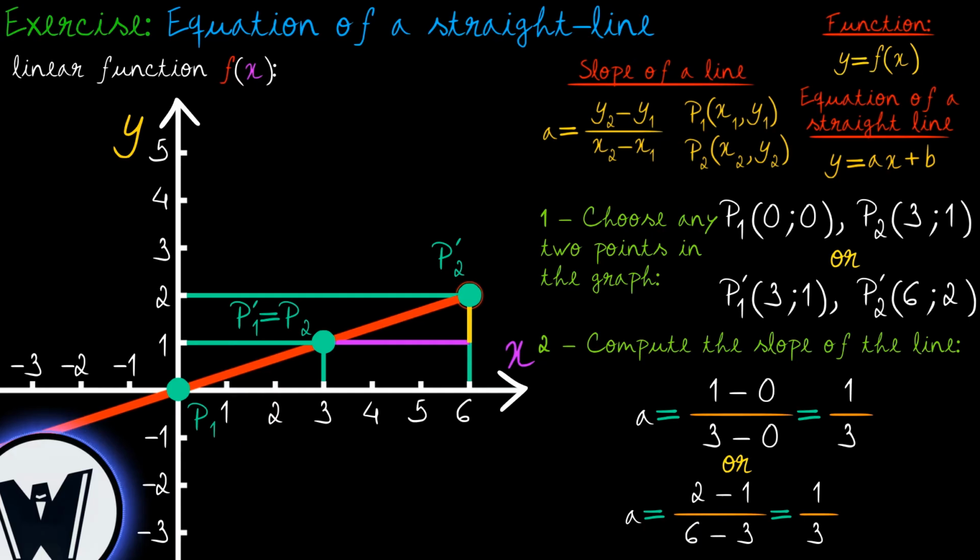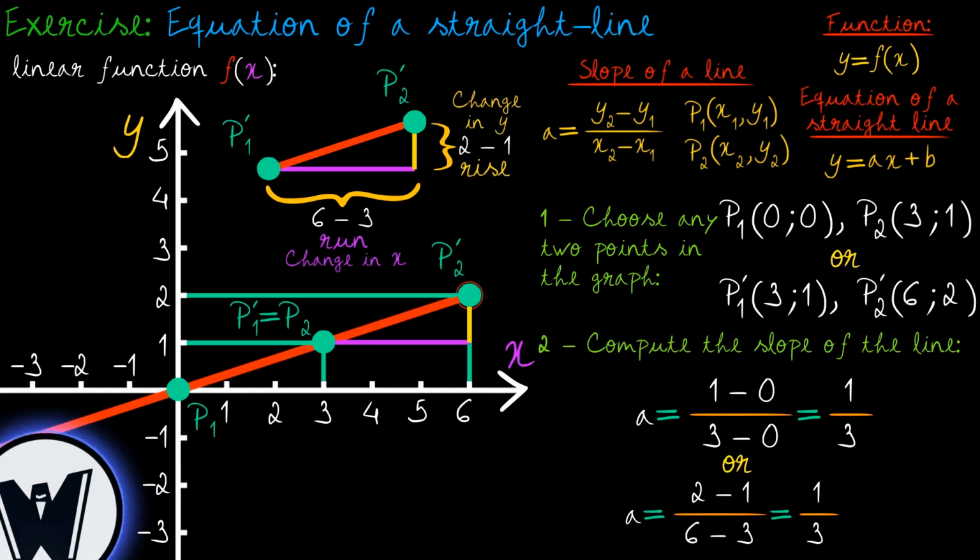Based on these points, let's draw the change in x, also called run, and the change in y, also called rise or fall, and isolate this triangle. We can draw some conclusions out of this triangle. First, we can see that the change in x is bigger than the change in y. For every 3 units we run in the horizontal direction, we rise only 1 unit in the vertical direction.